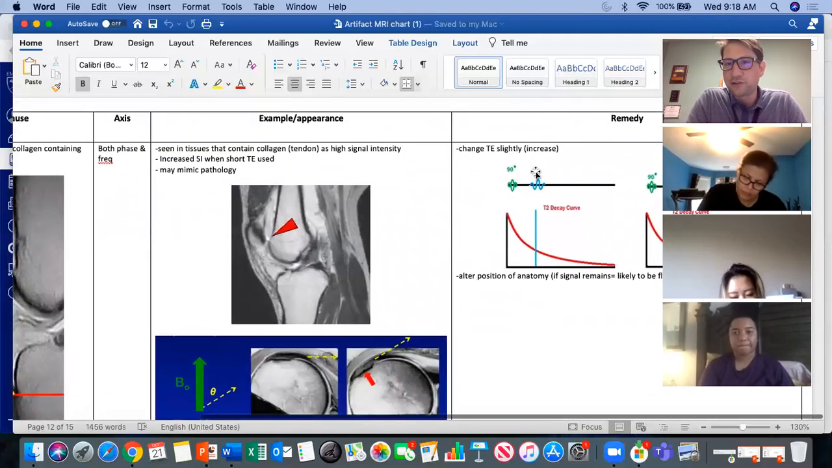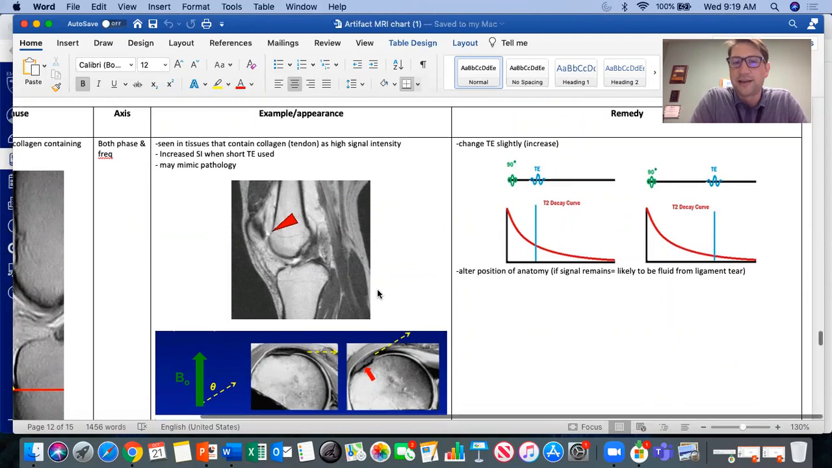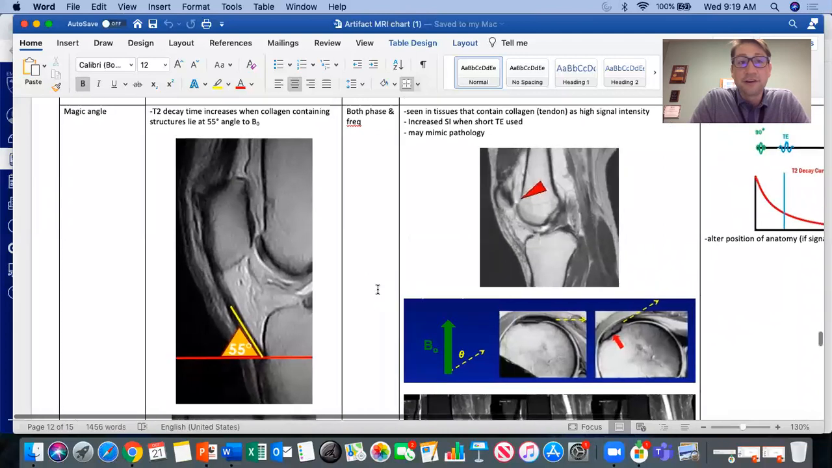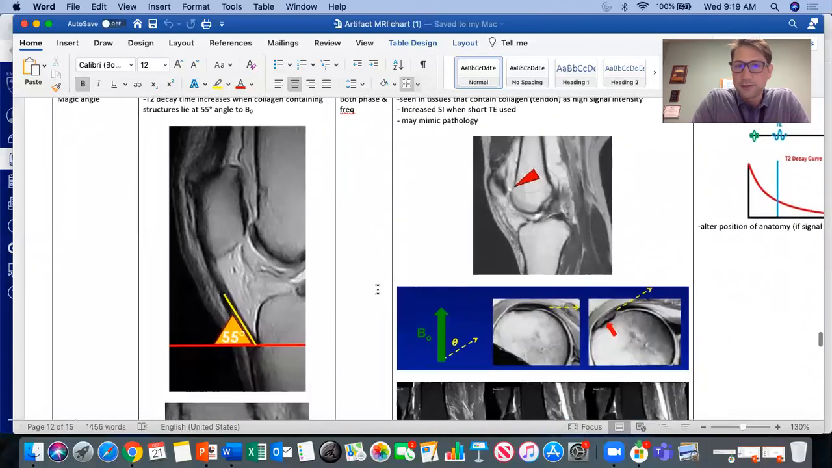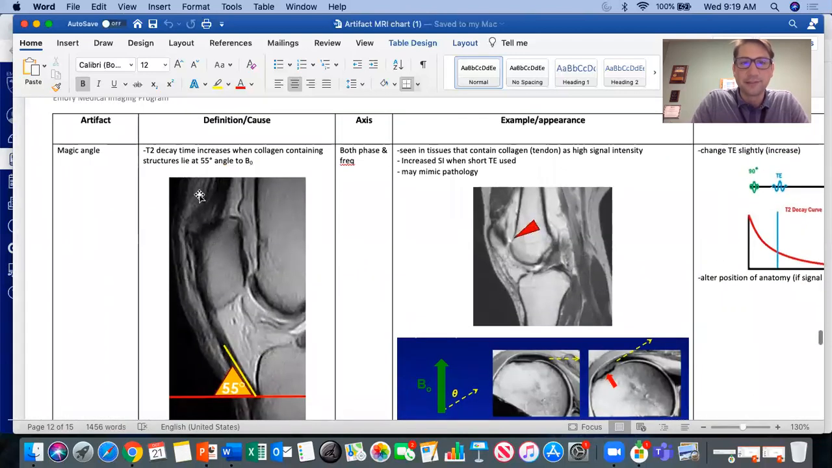So instead of using a very short TE, let's maybe bump up our TE a little bit longer. Our tissues are going to have more time to decay, but it might not be that artifact anymore. Or alter the position of the anatomy. So just go in there and change the anatomy slightly, just so that it's not at a 55-degree angle. So once again, very rare, I haven't seen it in clinical, but it might happen in your lifetime as a technologist. So just be aware of it. But this is magic angle, and they call it magic angle because it happens at this 55-degree angle to B sub 0.